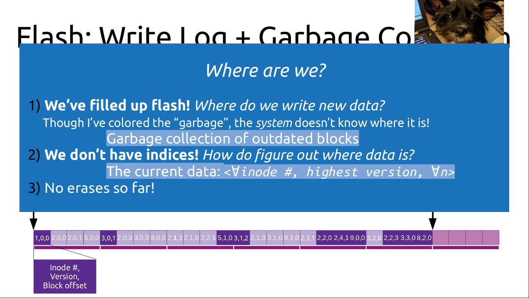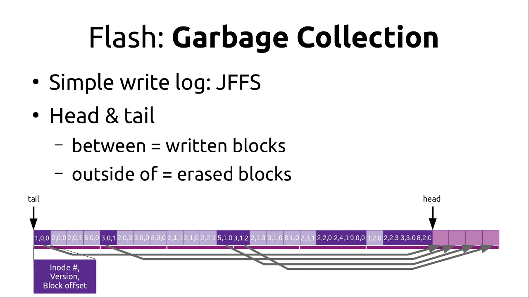Okay, so let's address that first issue. How do we provide garbage collection? So first what we do is we start from the tail and we iterate through all of these blocks. We find the highest version number of each of the blocks for each of the inodes, and we essentially say that within this erasure block where the tail is, we're going to get rid of that entire erasure block.